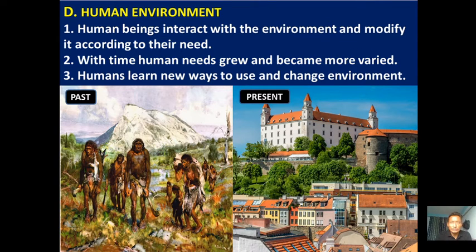Cutting of the forest, cutting of the trees, all these are called the interaction, human being interact with the natural environment. So with the time, human needs grew and become more varied. So here we have two images. This is past, early or primitive human life. Here we have modern or present human life. So human beings society, human society.